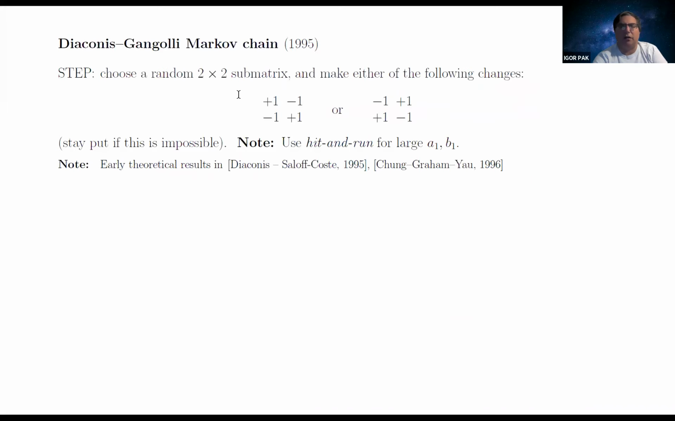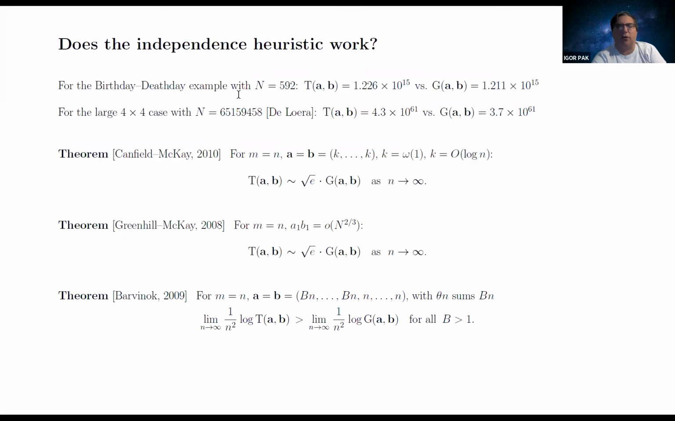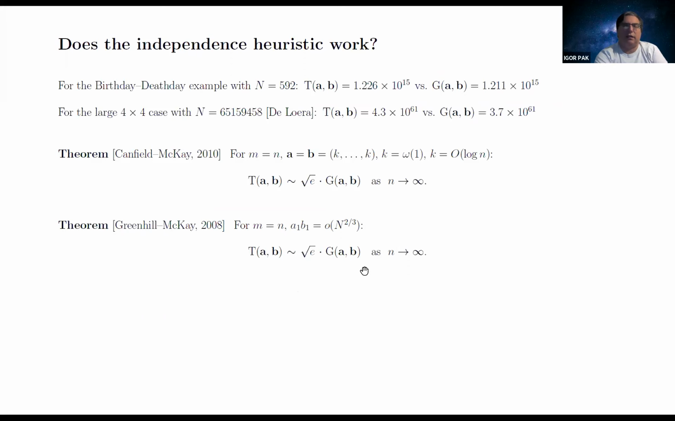Yeah, so A1 and B1 are really maximal, the maximal of them all. Essentially this is saying that yes, the independence heuristic seems to work as far as we can tell.